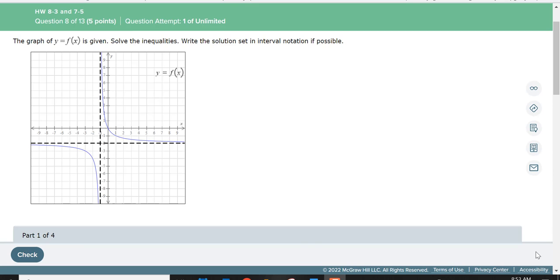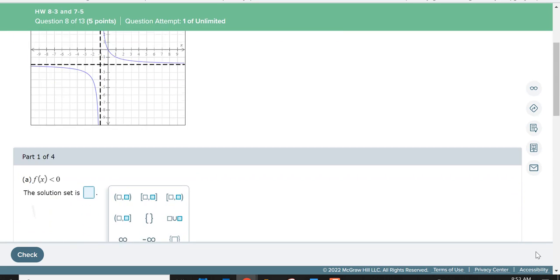I had a question from a student that wanted to see how question number 8 and 9 on homework 8.3 and 7.5 were answered. Recall that this is the section on polynomial and rational inequalities. So question 8 says the graph of the function y equals f of x is given. Solve the inequalities. Write the solution set in interval notation if possible.